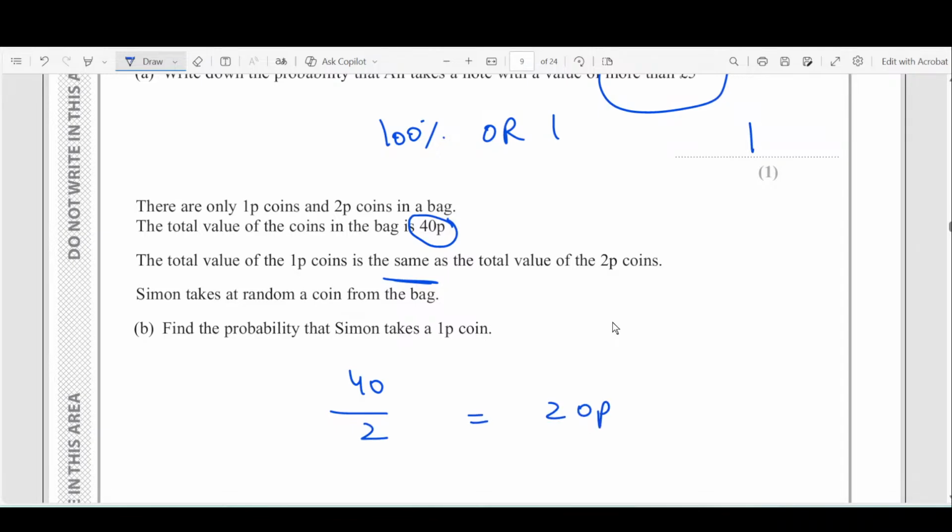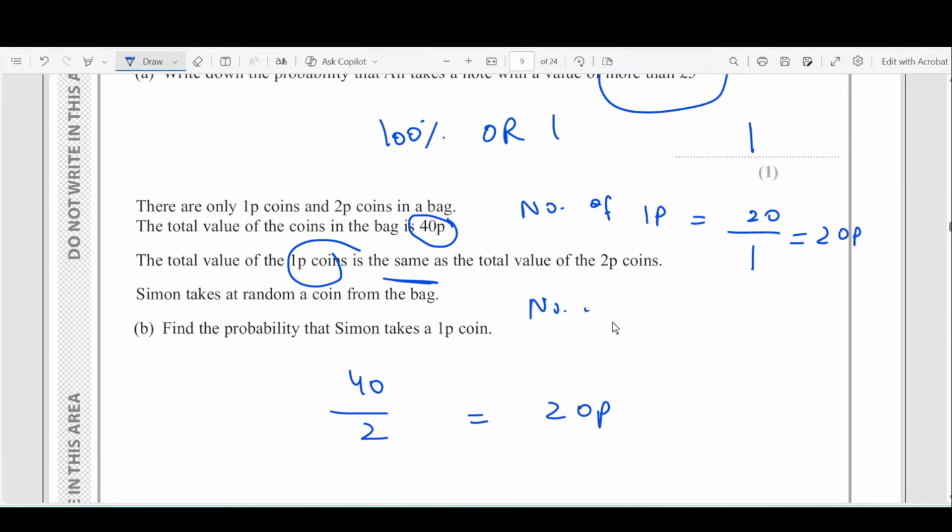So the number of 1 pence coins is 20, and the number of 1 pence coins is the same as 2, but there are only 1 pence coins and 2 pence coins. So now to calculate the number of each type of coin, the number of 1 pence coins would be just 20 divided by 1, right? Which is 20.